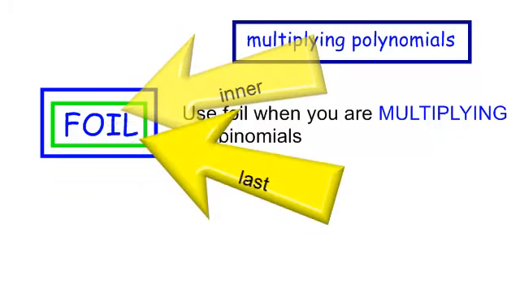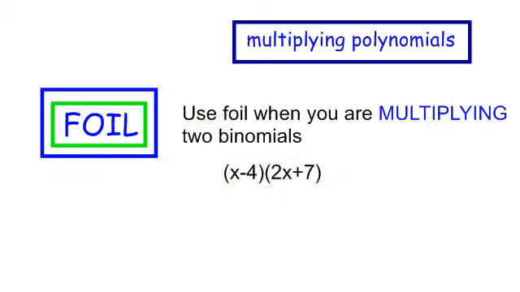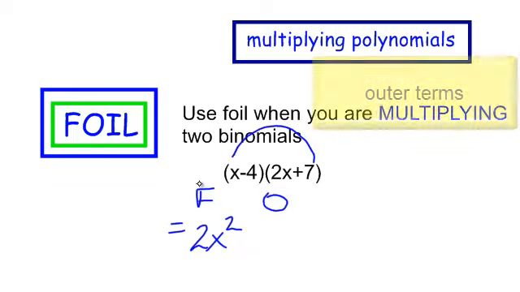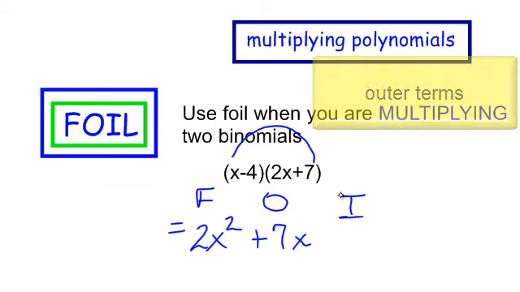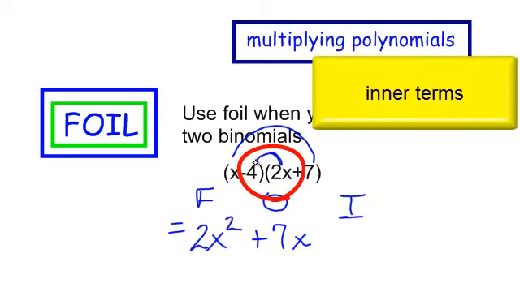So if I would like to multiply this same problem again, I look at the first term, x times 2x. That will be 2x squared. Then I look at the outer terms, positive x times a positive 7. That will be a positive 7x. Then the terms that are on the inside, the innermost terms, that's a negative 4 times 2x.